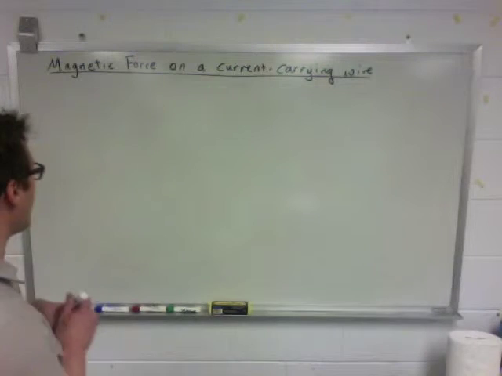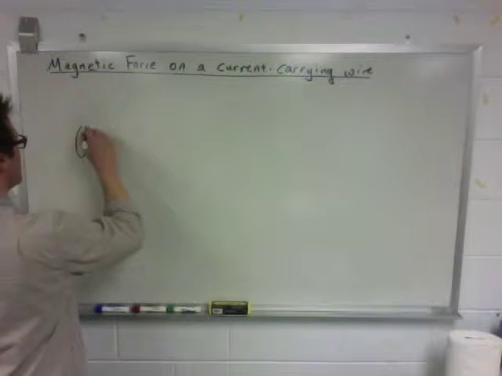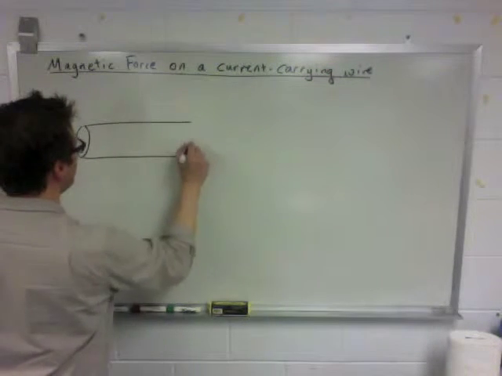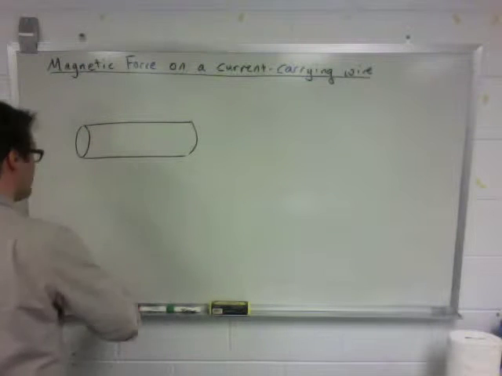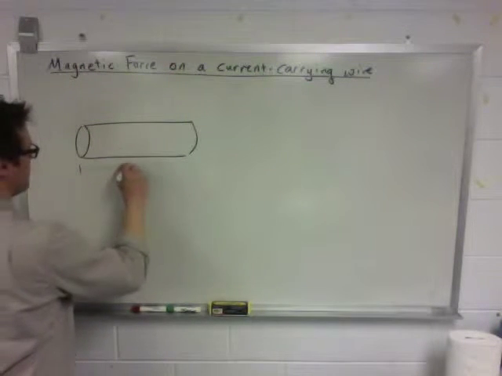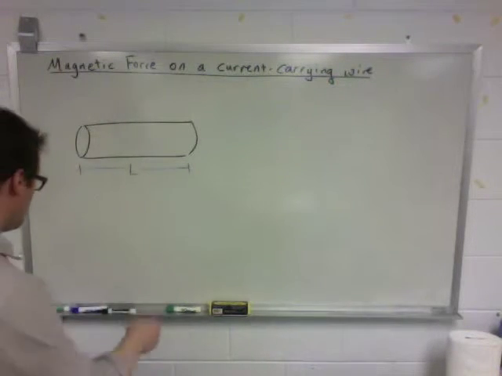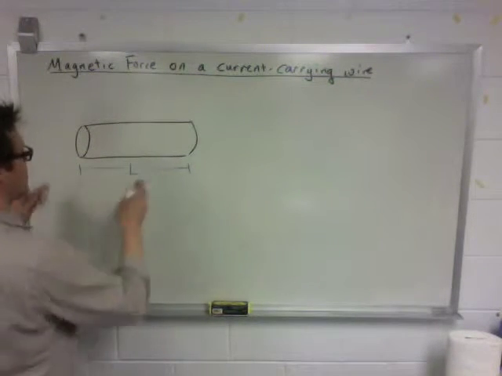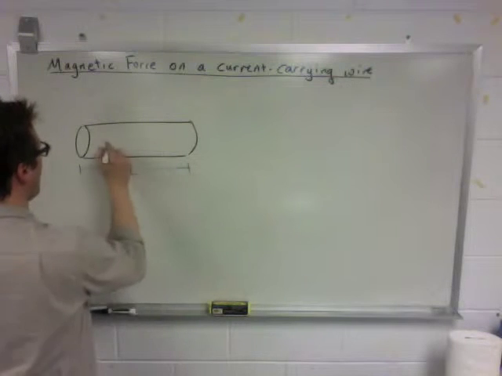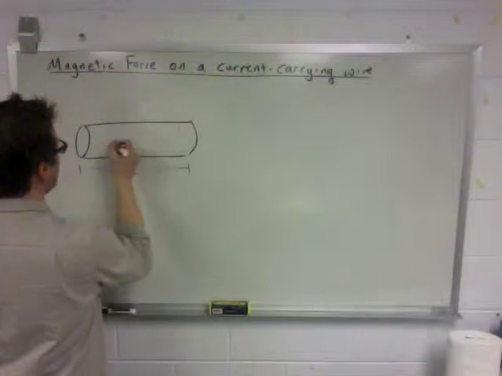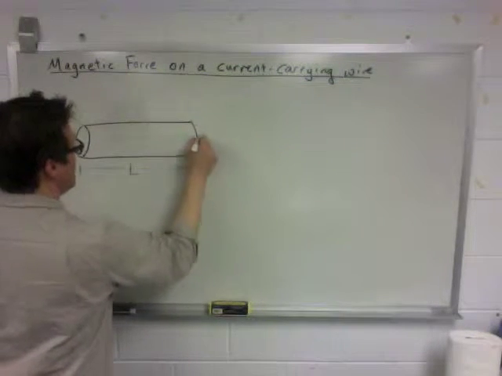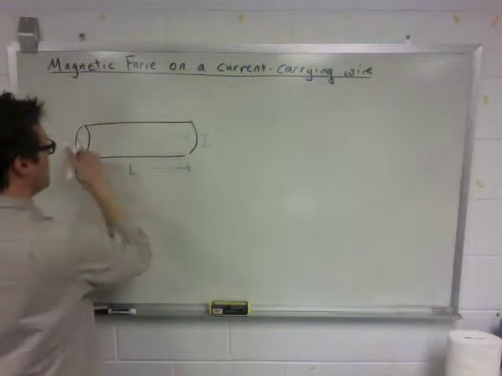So let's imagine that I have a wire. Here's a close-up view of my wire. It has some length, call it L. And this is just a portion of my wire, and through this wire I have a current I flowing from left to right, say.